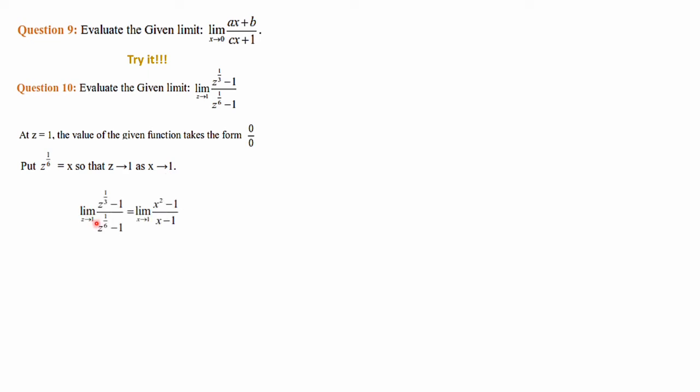Limit z tends to 1, z power 1 by 3 minus 1 divided by z power 1 by 6 minus 1 is equal to, here little bit of care we need, z power 1 by 3. Actually we have substituted for z power 1 by 6.